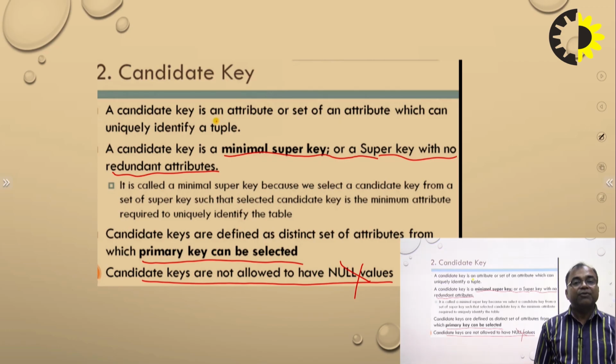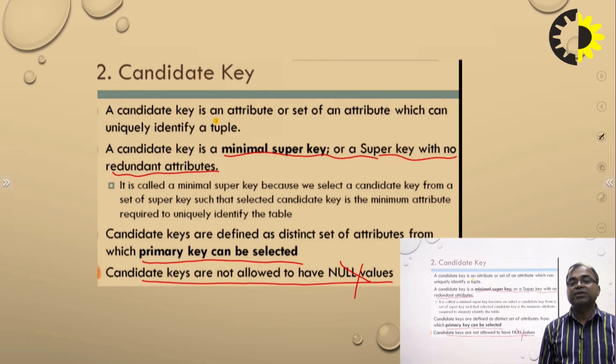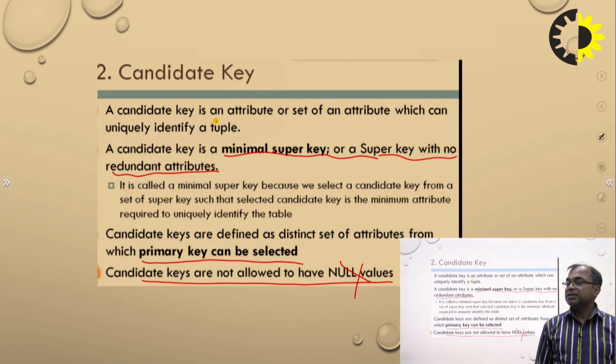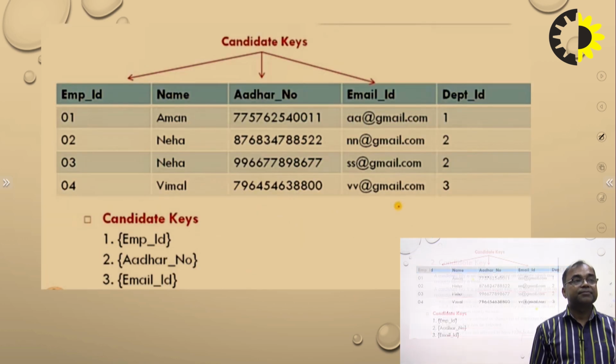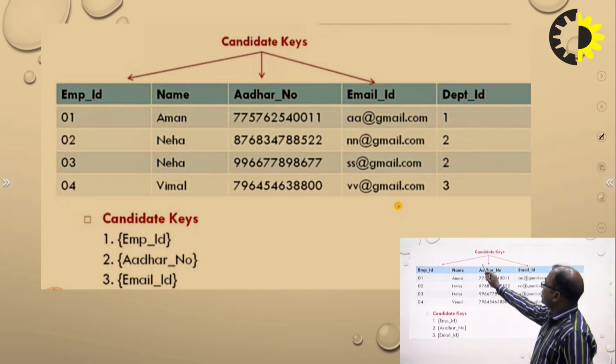Because we just select the primary key from the candidate keys only, and every table must have a primary key. Then only can we extract what we want to extract from that database. So it is very important that there must be a primary key inside any table. Clear? Next, we can see here employee ID, Aadhaar number and email ID.